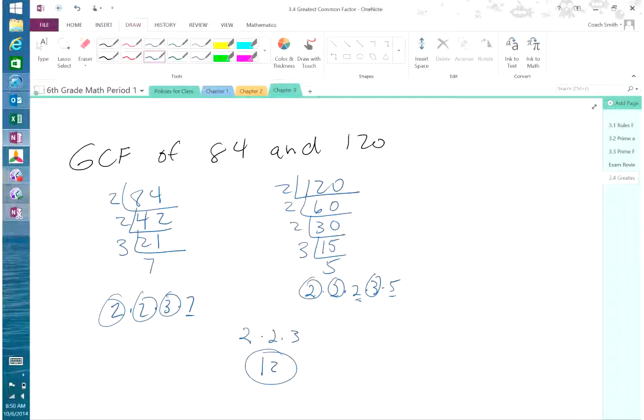Once again, remember, the factor tree or inverted division just gets you to this point here. All we're trying to do is get to that point. To do that, you either use a factor tree or inverted division. All right, what happens if we have three numbers?